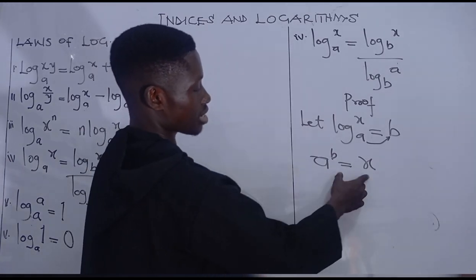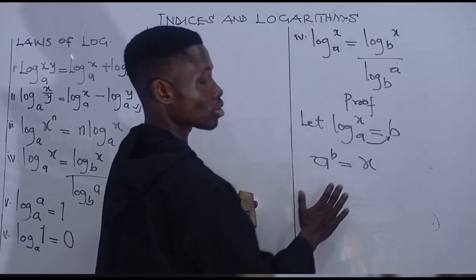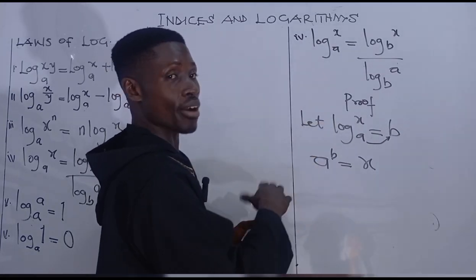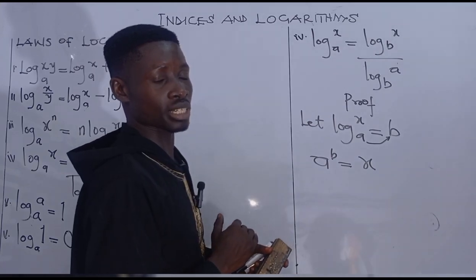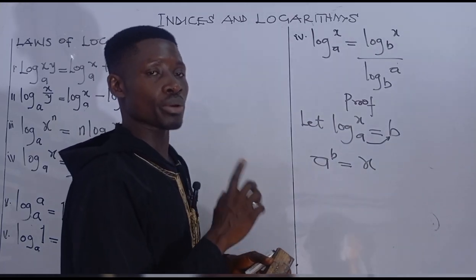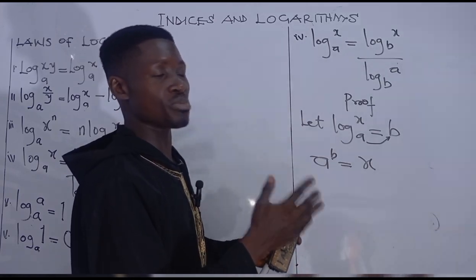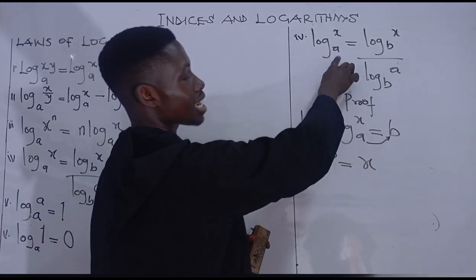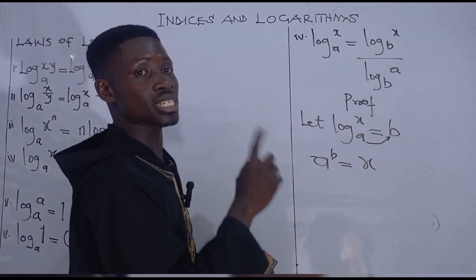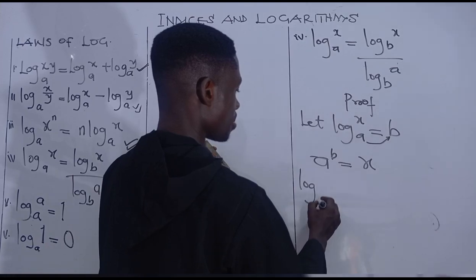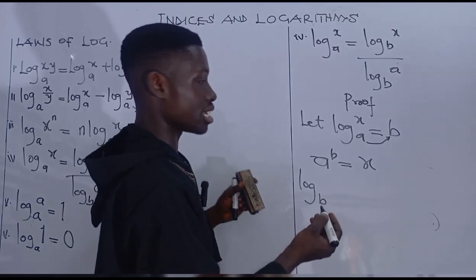Now since we are having an exponential equation, the bases are not equal, we can't equate their exponents. So we are going to take the logarithm on either side of the equal sign. But the logarithm that we are going to take must be a different base, since we are talking about change of base. So we are going to introduce a new base. Let's call that base c. So we are going to take the logarithm to the base of c on either side of the equal sign.